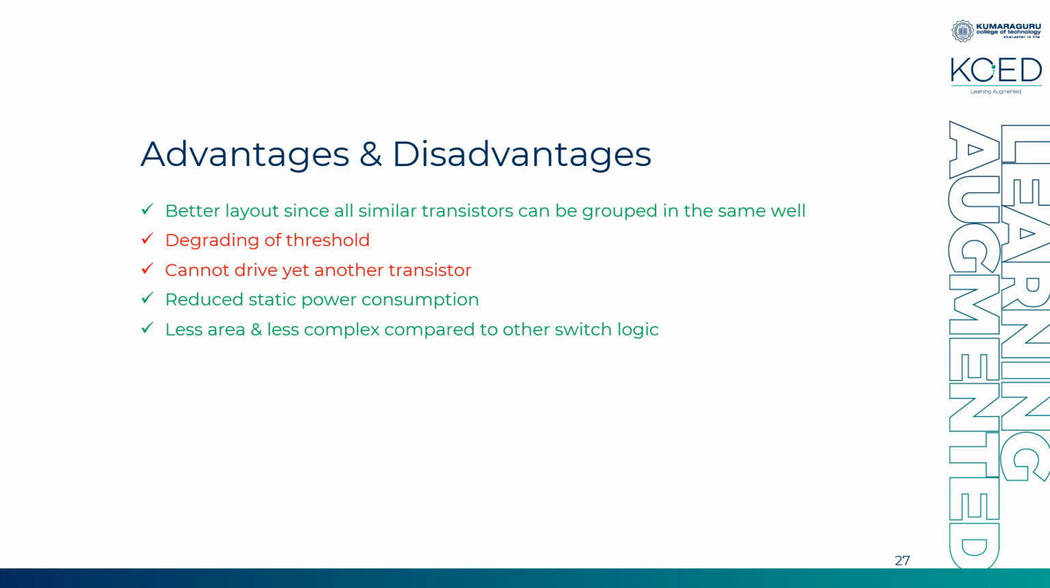And let me point out some plus and minus points of your PTL logic. Here I can have a better layout. Why can I have a better layout? It is simple NMOS and PMOS transistors. Previously I have seen AND and OR logic using NMOS pass transistors. All are NMOS pass transistors, with similar substrate or similar well, so you can group all the transistors together. And you have reduced static power consumption. Why do you have reduced static power consumption? No path from VDD to ground.